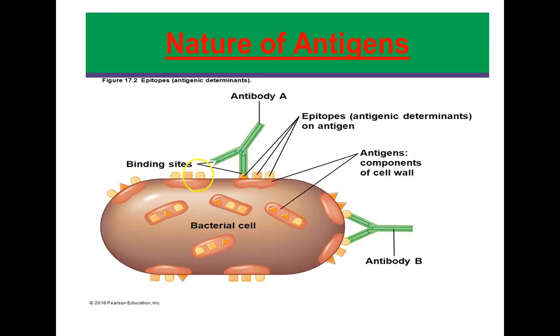For example, a bacteria could have proteins attached to their surface. Each of these proteins could have several antigenic determinants or epitopes. Here, for example, is an antigenic determinant which is bound by this antibody B. Within that same antigen, there is another antigenic determinant, in this case bound by antibody A.